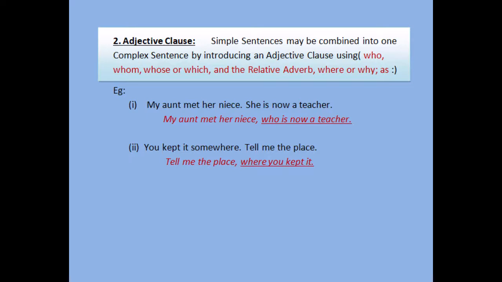Number 1, my aunt met her niece. She is now a teacher. So in the combined sentence, the underlined words here beginning with who are the adjective clause, which is giving some more information about that person or the noun. In the second sentence, you kept it somewhere, tell me the place. Tell me the place where you kept it.